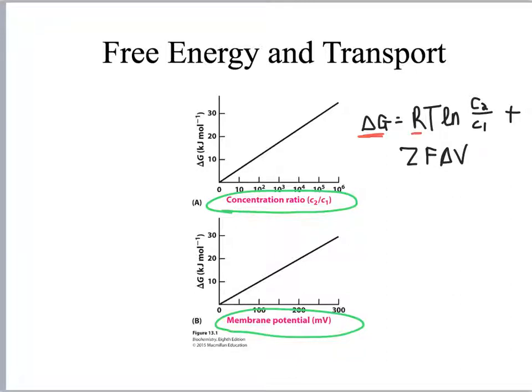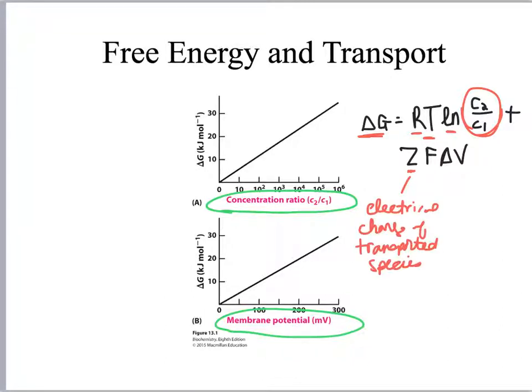R is our gas constant. T is going to be the temperature in Kelvin. And then this ln, we're taking the ln of a concentration ratio, so we're looking at concentration on either side of that membrane. The Z term is the electrical charge of the transported species. So that might be a new term for you, but the others you should have seen before. And then we have F, which is Faraday's constant, and this value is 96.5 kilojoules per volt mole of electrons.